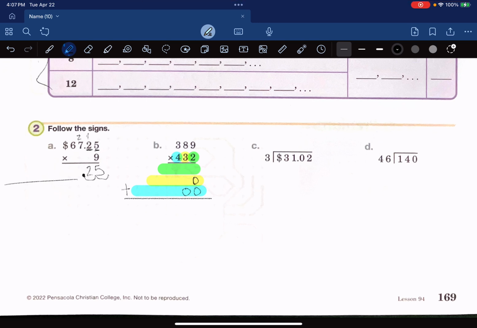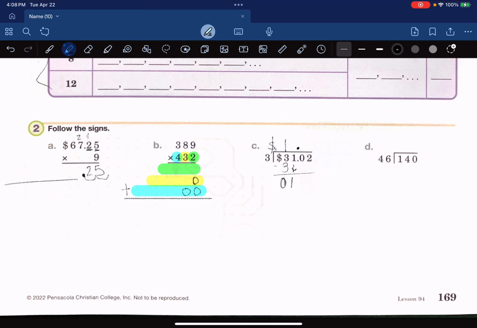All right, moving over to C. For division, just go ahead and bring up that decimal point right away and your dollar sign right away. Then divide as usual. So how many times does 3 go into 3? 1 time. And 3 times 1 is 3. Subtract it. You'll have 0. Sorry, I wrote a 1. It's a 0. Then I meant to bring down the 1.